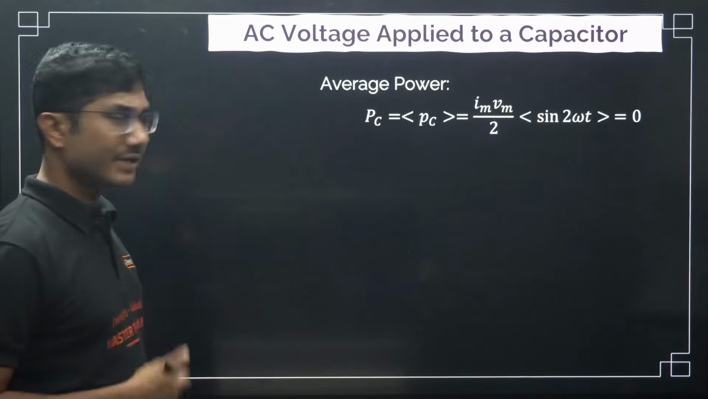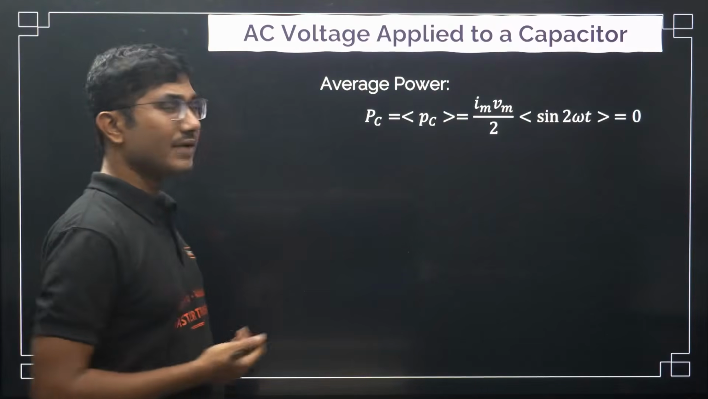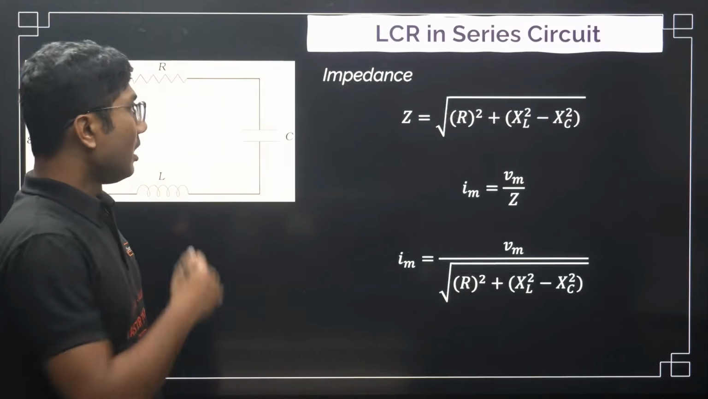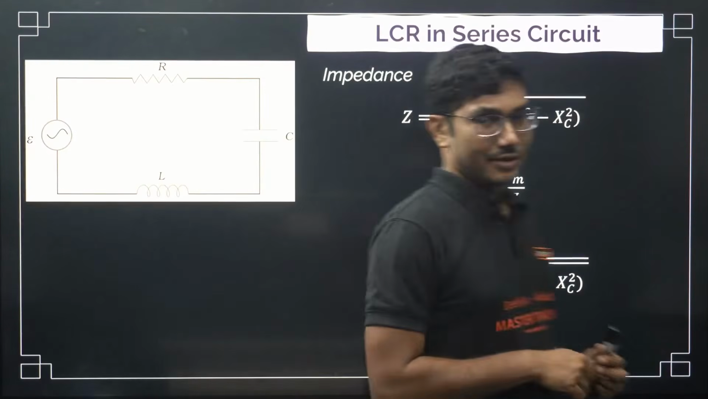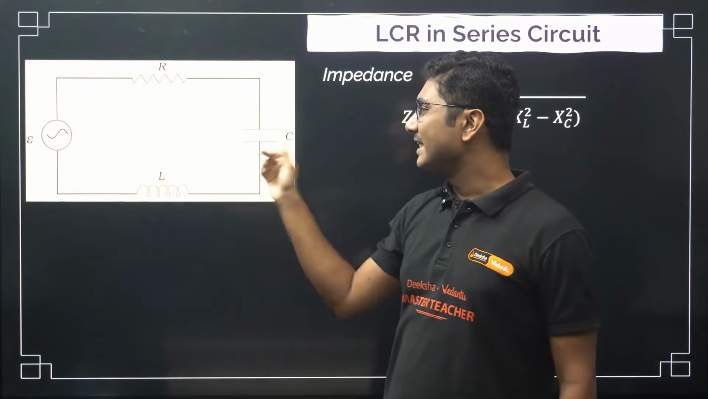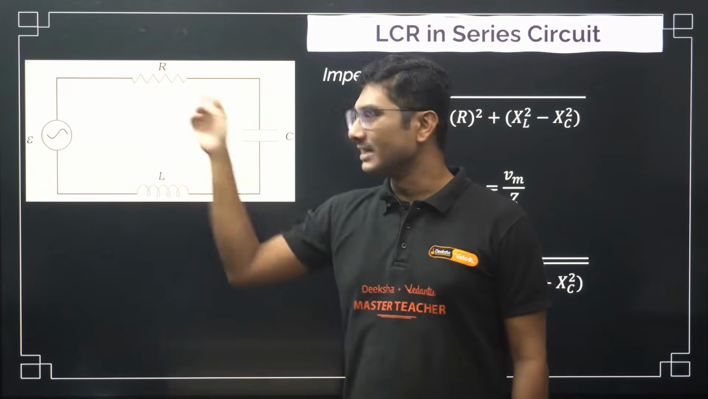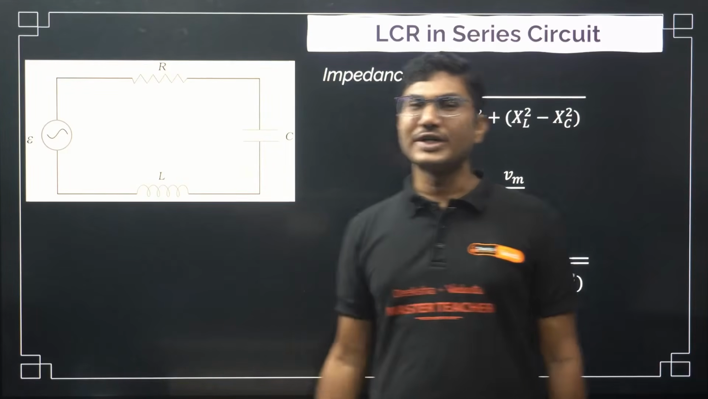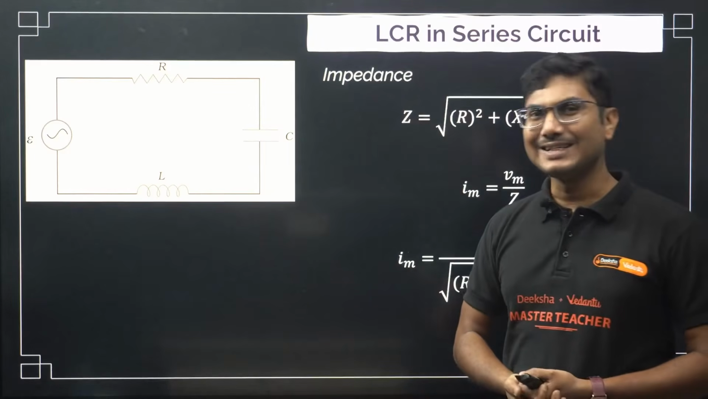And what about average power? Average power in case of a capacitor, again, will be 0. Now, LCR series circuit. If you connect R, C and L in series along with the AC source, then it is called an LCR series circuit.